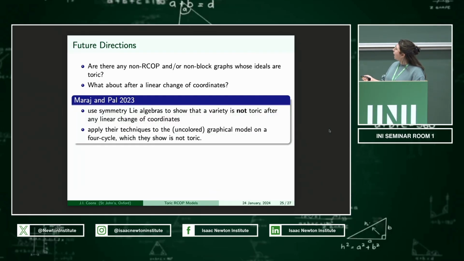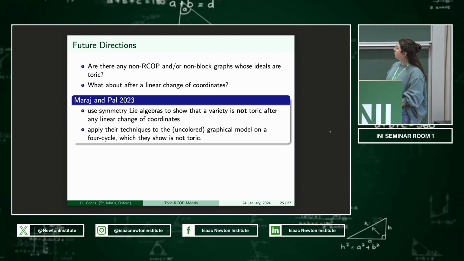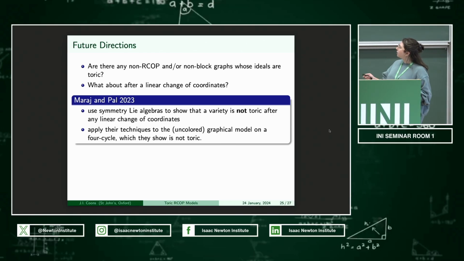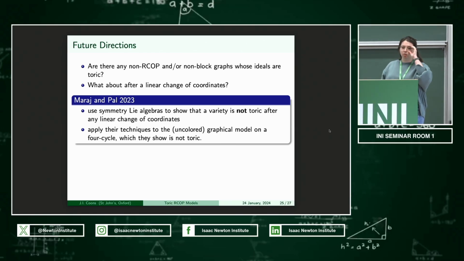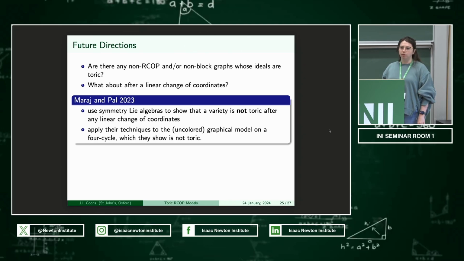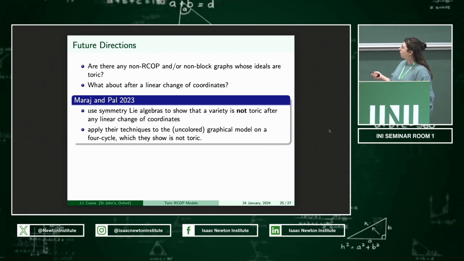I will advertise this work by Marai and Powell very recently. They have a nice way of certifying that something is not toric after a linear change of coordinates. They use symmetry Lie algebras for this. In this paper, they applied their techniques to an uncolored graph of the 4-cycle to show that it is not toric after any change of coordinates, which I think everyone in algebraic statistics suspected, but we didn't have a proof of. So that's a nice application of this. It doesn't always work.